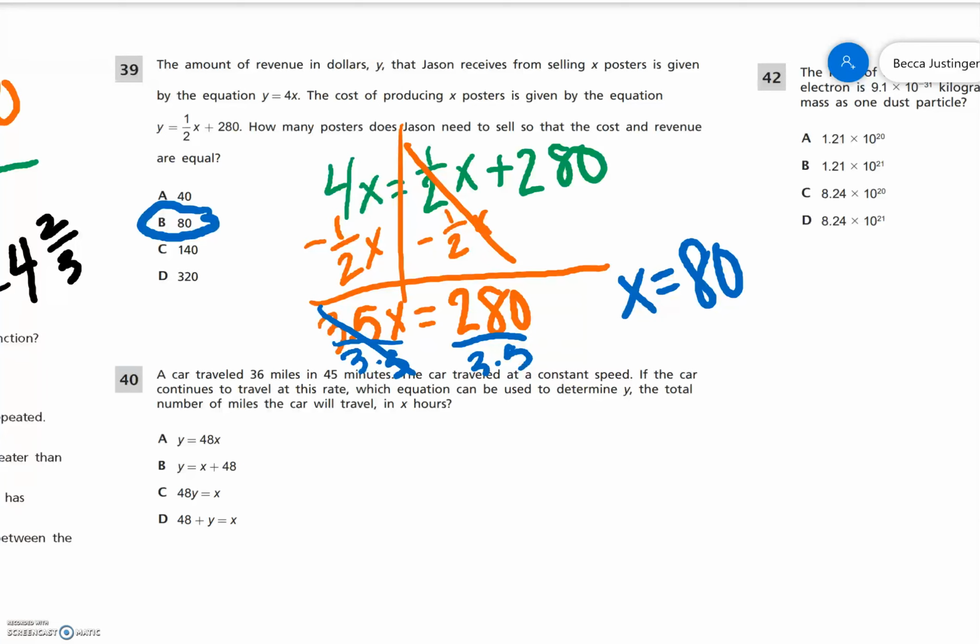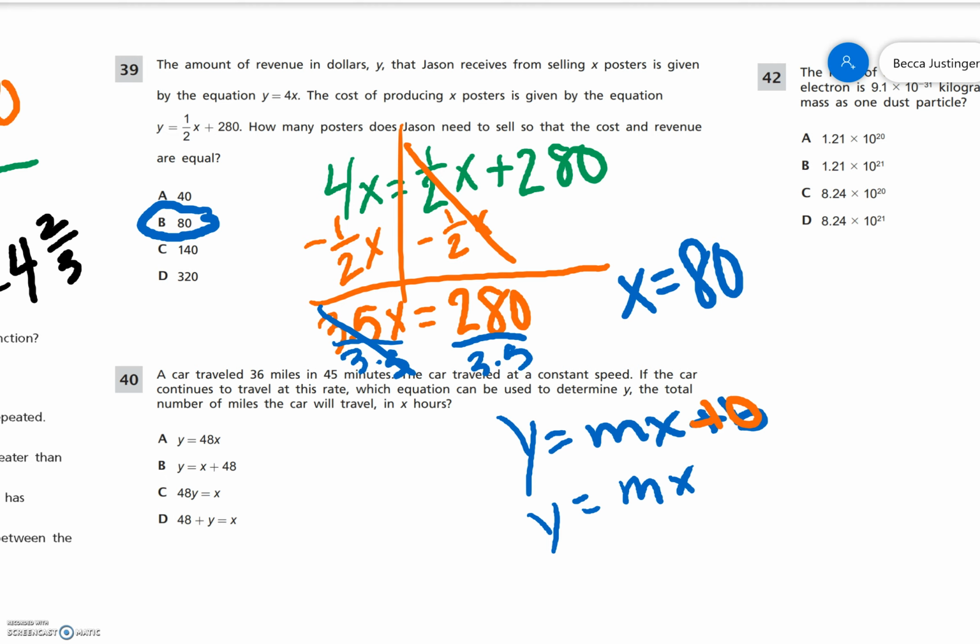Number 40. A car traveled 36 miles in 45 minutes. The car traveled at a constant speed. If the car continues to travel at this rate, which equation can be used to determine y, the total number of miles the car will travel in x hours? So this is just a linear equation, y equals mx plus b, where if the car has gone 0 minutes, it's going to travel 0 miles. So it's really just y equals mx, because our plus b would be 0. The starting is always 0.